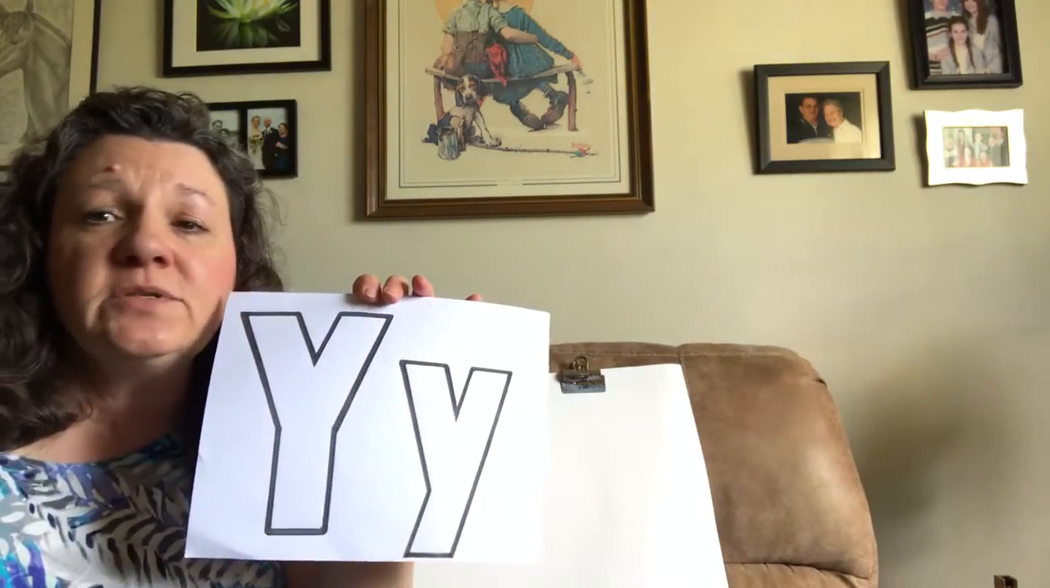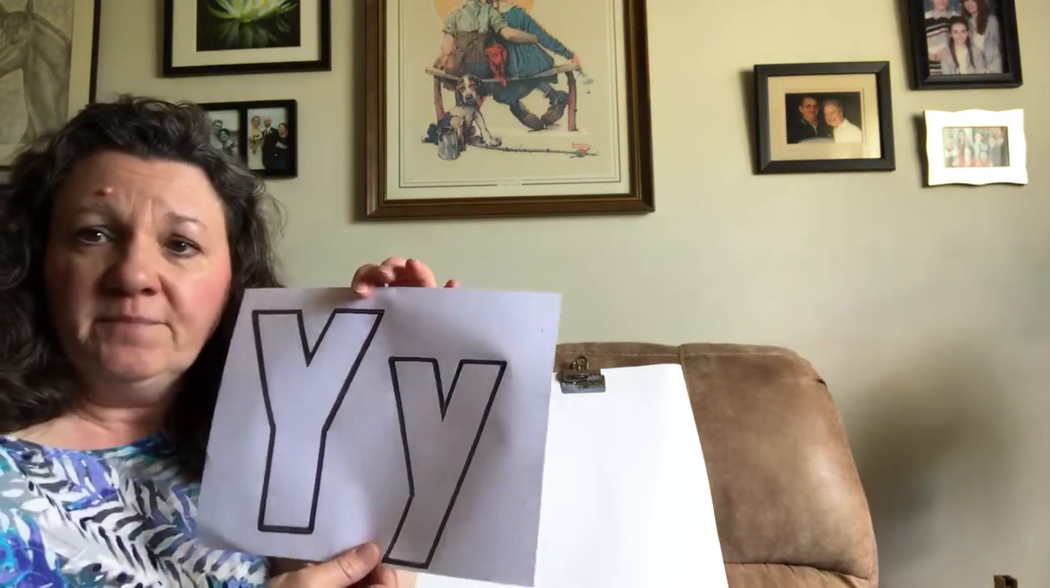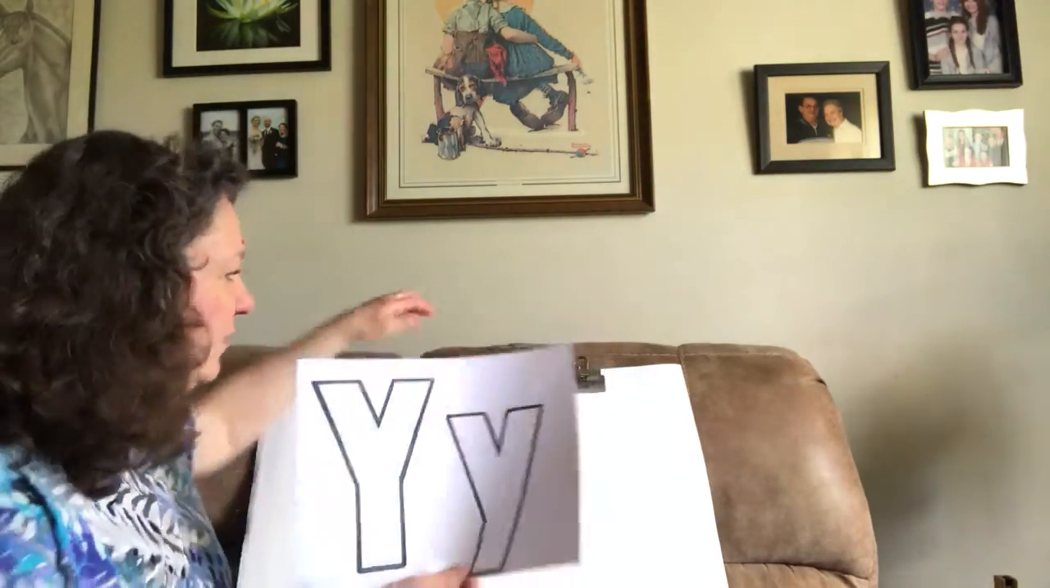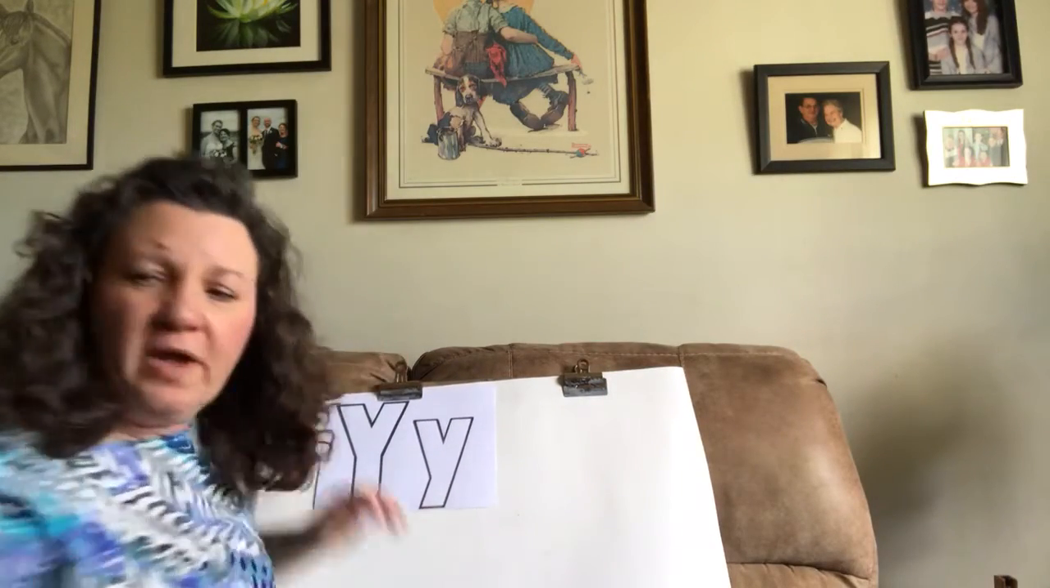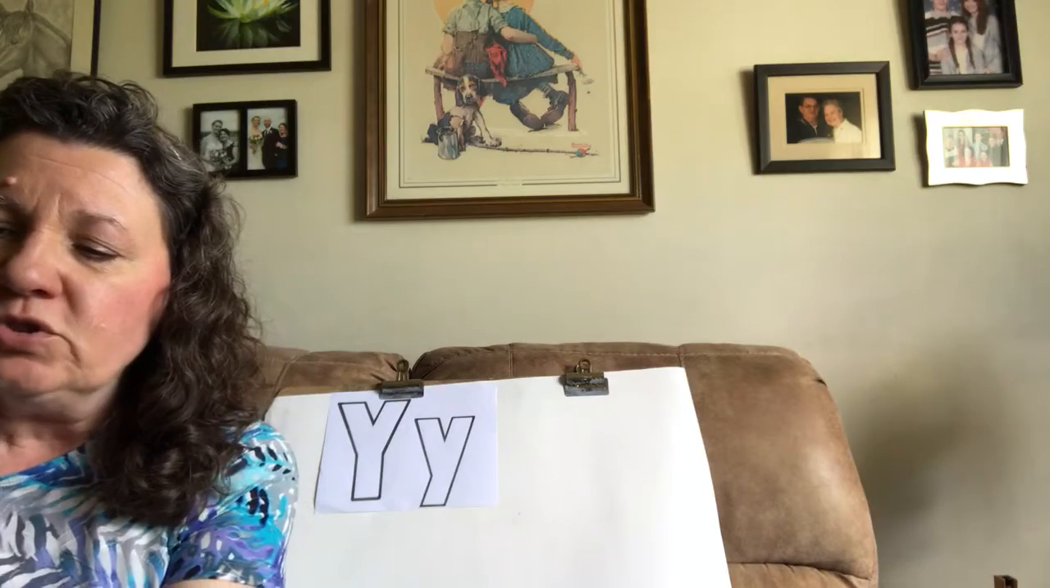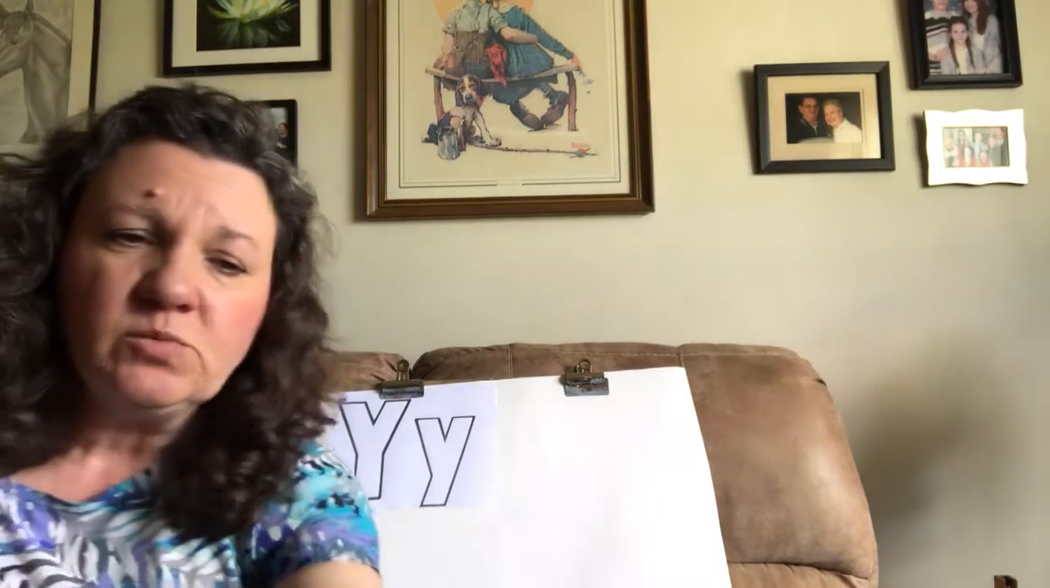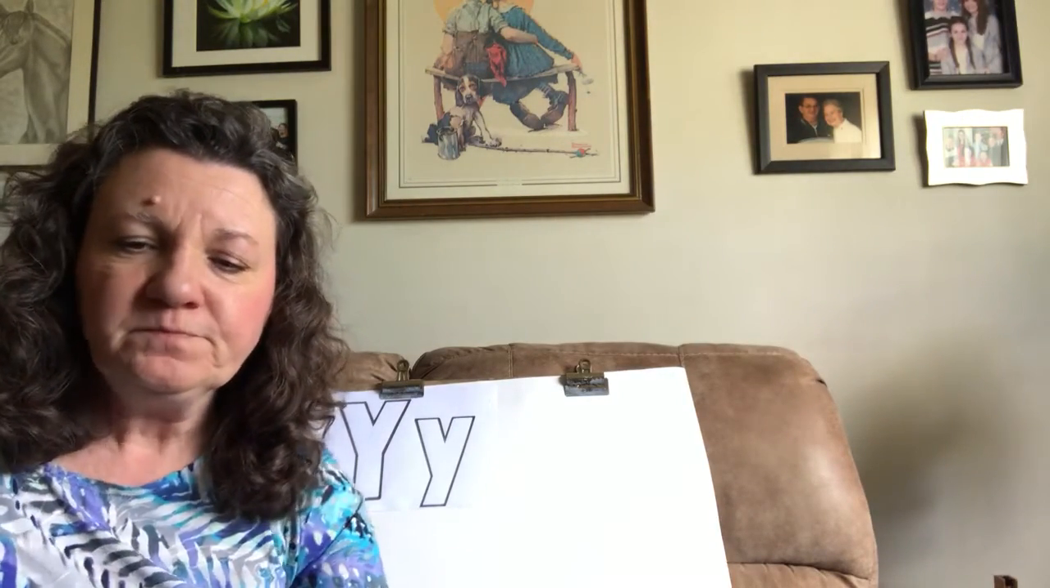Okay. If you have yellow paint, use yellow paint. If you don't have yellow paint, it's perfectly fine. You can use yellow crayon, yellow markers, yellow colored pencils. Okay. But I'm going to use yellow paint today. But you can use whatever. So the first thing we're going to do is we'll start with our capital Y first, and then we'll do our lowercase y. All right.